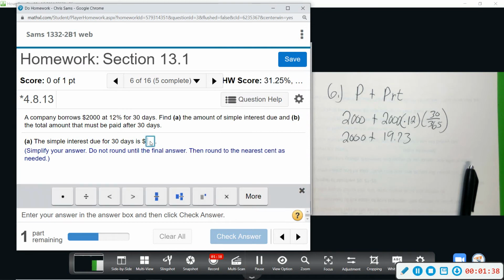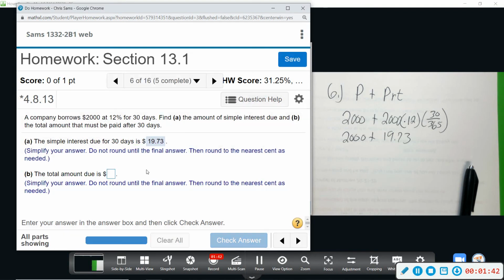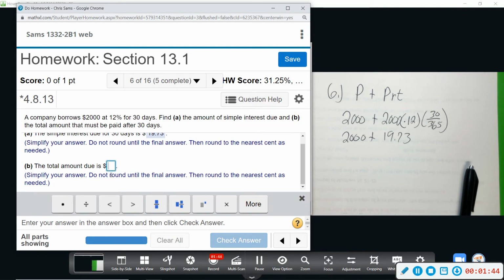So we got 19.73, and then the total will be the 2,000 plus the 19.73.